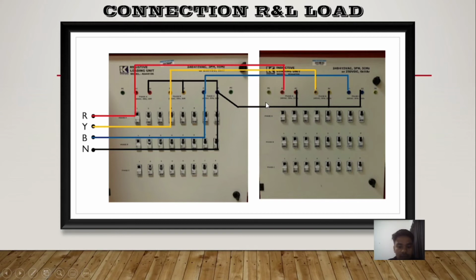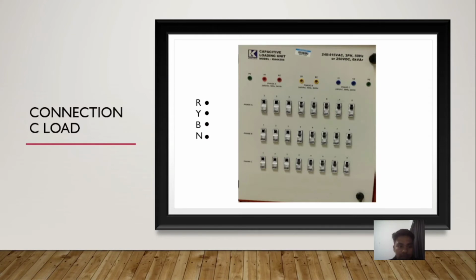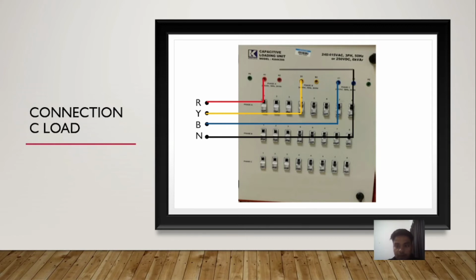After we have done this connection, we can measure the power factor because we do power factor correction. When we want to measure the power factor correction, we need to add a capacitive load. From here, go to the capacitive unit, for yellow and blue, and the neutral, we connect face to face. After we have done this connection, we can do the power factor correction.